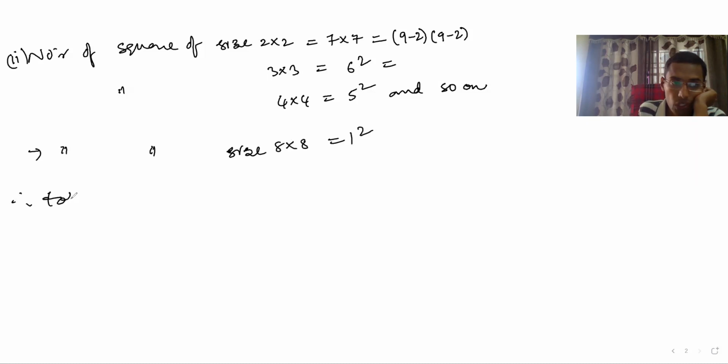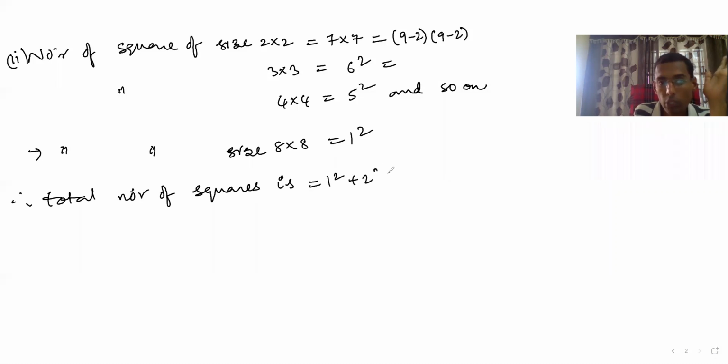Therefore, total number of squares is 1 square plus 2 square plus 3 square, and so on up to n square, or in this case 8 square. This is the answer for this.